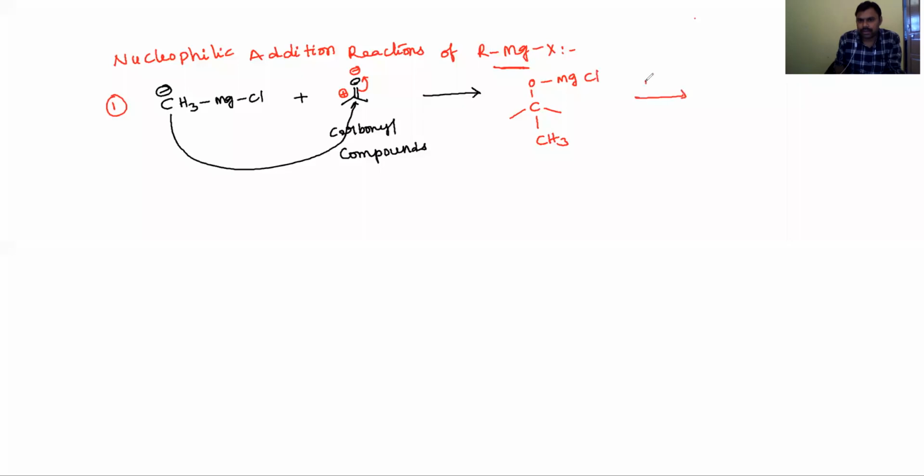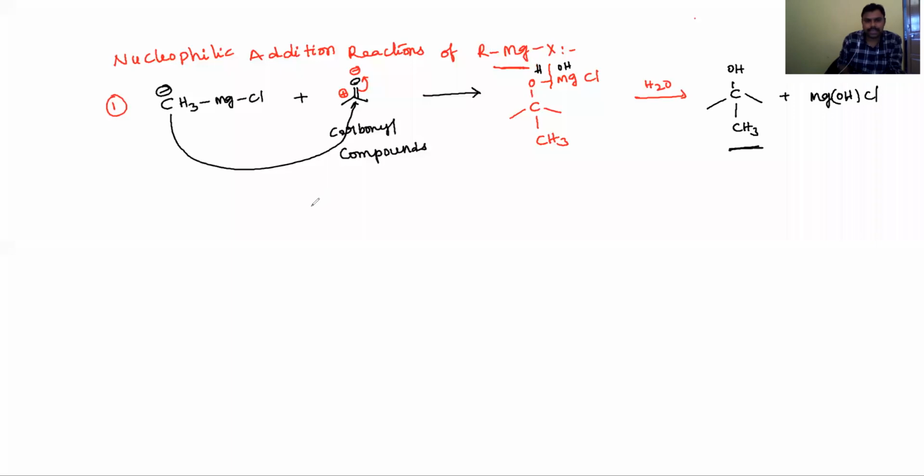On further hydrolysis, we get alcohols, with H and OH. The product is alcohol. Students, alcohols are obtained, and the byproduct is Mg(OH)Cl. So don't worry about this byproduct.